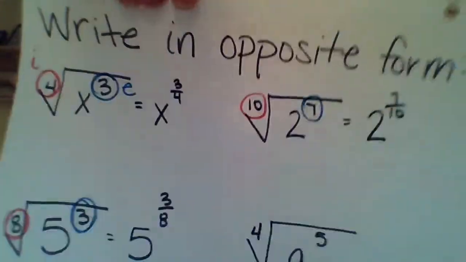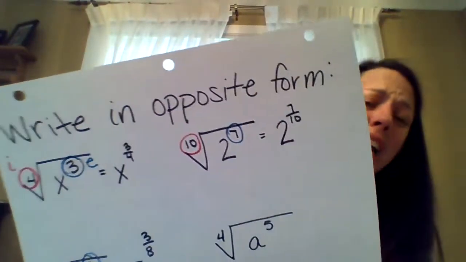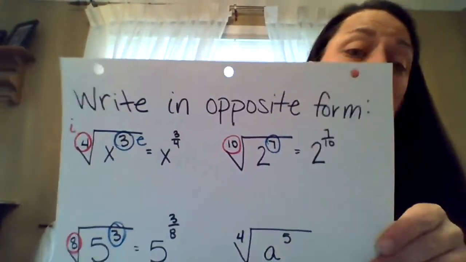The next example problem. Index is 8. Exponent is 3. And my base was 5. Answer is 5 to the power of 3/8. Right? See how fast these go? So that's why I hope you're not worried about the first few problems.